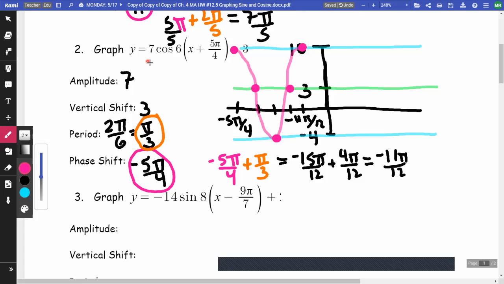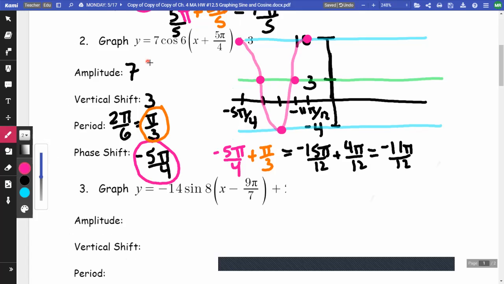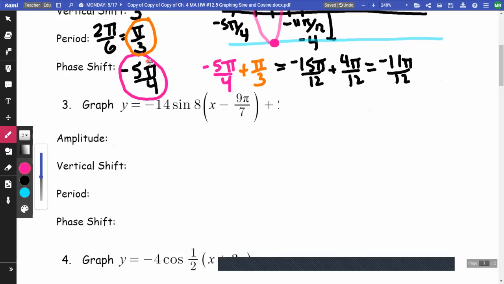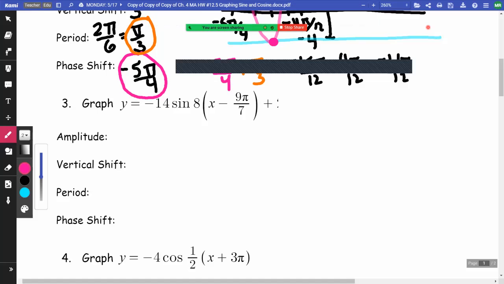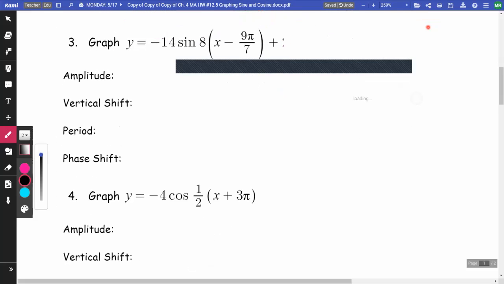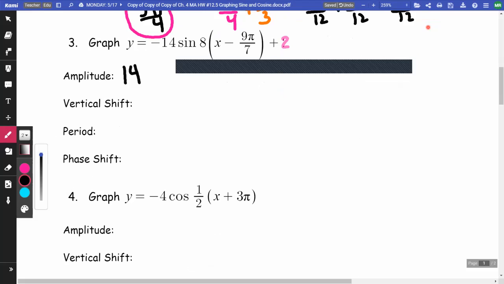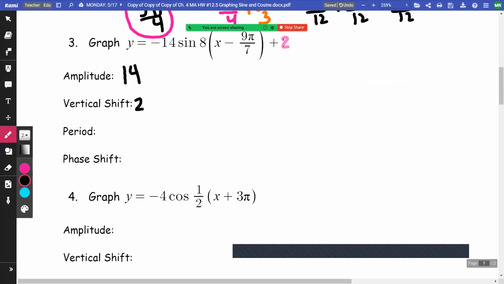Okay, let's take a look at number 3. And this is a +2 here that got cut off on my copy. Okay, so for this, the amplitude is 14, positive 14. Always absolute value of it. My vertical shift is 2.